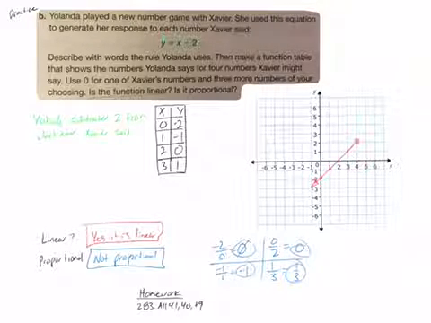Right, your homework is on page 283. You're doing all the 41s, all the 40s, and 9 more of your choice.